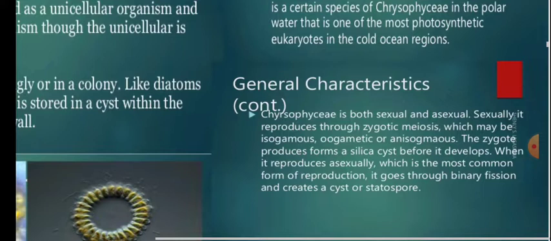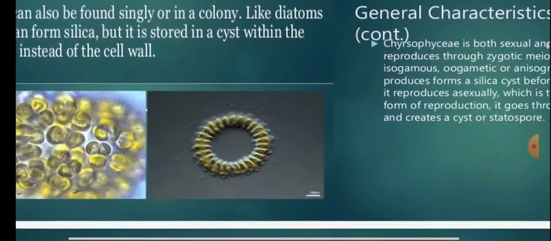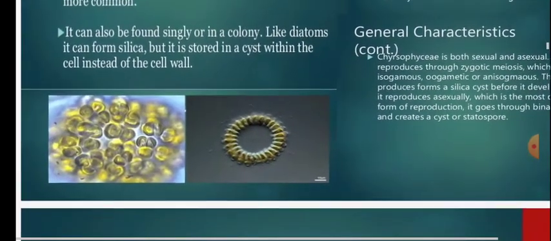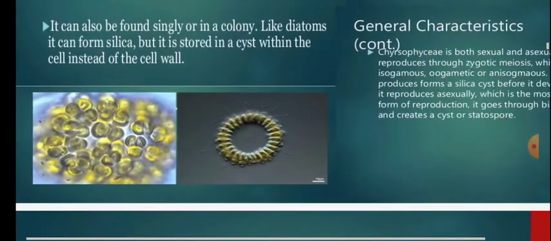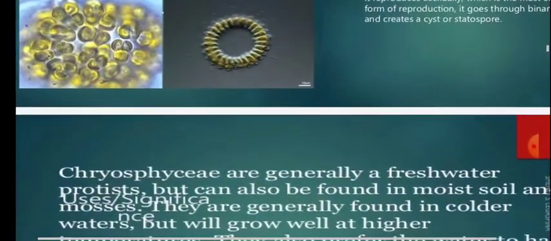Asexual reproduction is the most common form of reproduction, and it goes through binary fission and creates a cyst or statospore. Right, so you observe here these statospores. So these are some characteristics of the Chrysophyceae.